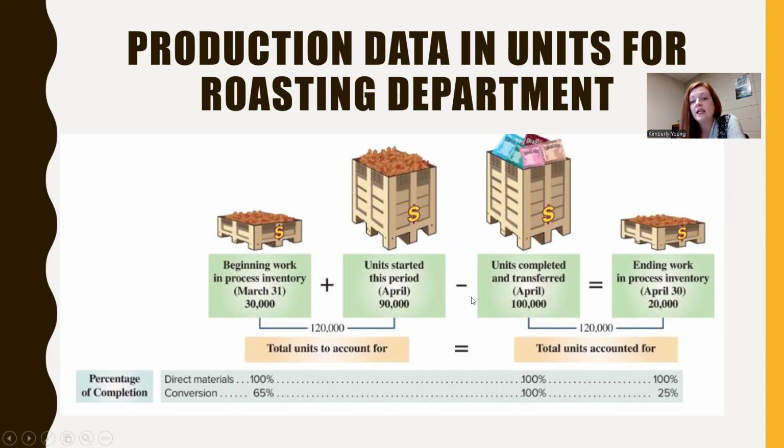Then we actually completed 100,000 of those, which means 20,000 are still in the process. So we started with 30, we added another 90 throughout this month of April, we finished 100,000 of those, and 20,000 are now what's left over in work in process. So we've got all the direct materials for the whole time, but in the beginning they were only 65% complete. Now at the end, these 20,000 are 25% complete going into May.